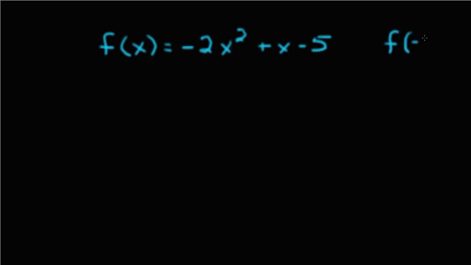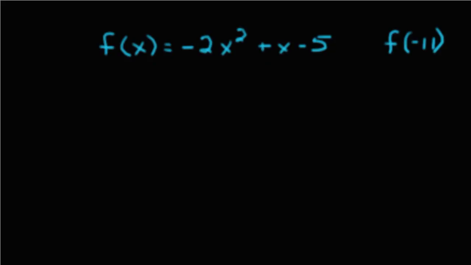There are a couple of questions here where we're being asked to evaluate this, which will demonstrate how it is actually used. So we have a question here: evaluate and simplify. We're given the function f of x equals negative 2x squared plus x minus 5, and we're being asked to evaluate it at f of negative 11.